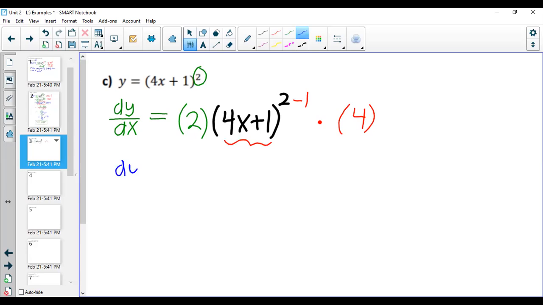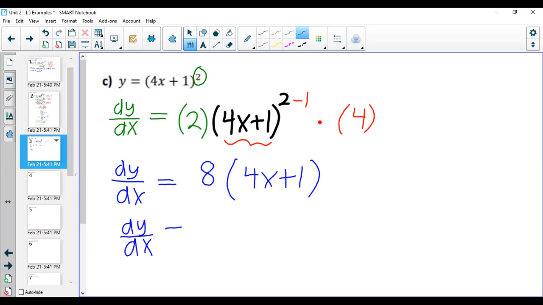So dy over dx is equal to, well, 2 times 4. I can simplify that and have that equal to 8. 4x plus 1 to the power of 2 minus 1 is 4x plus 1. But I'm not going to leave the question like that. I want to fully expand the question. Dy over dx. And so I'm using the distributive property here. 32x plus 8. Now, this is still the equation to help us find the slope of the tangent.